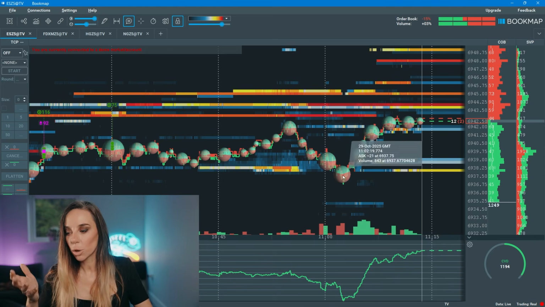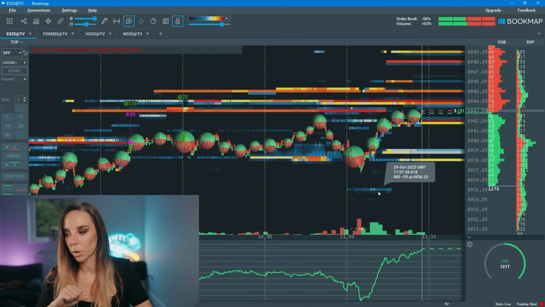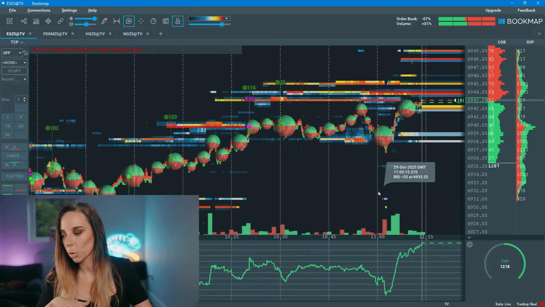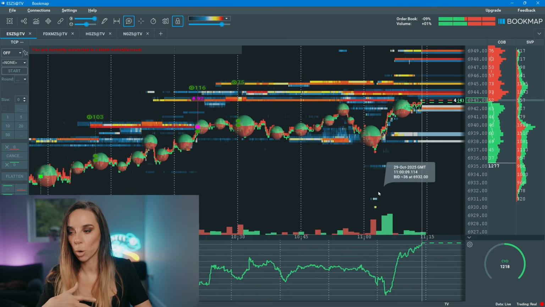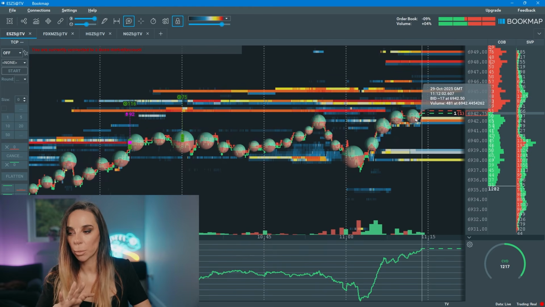Now, when it comes to looking at actual bubbles, there are a couple of things to note. The bubbles will show you who's in control at the moment. If the bubble is more green, that means for the time being, buyers are in control, okay?